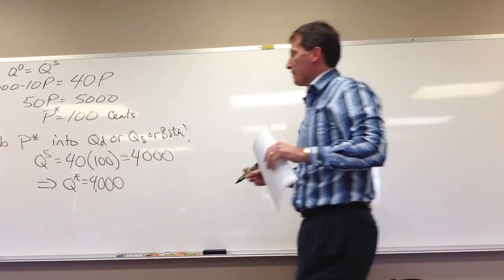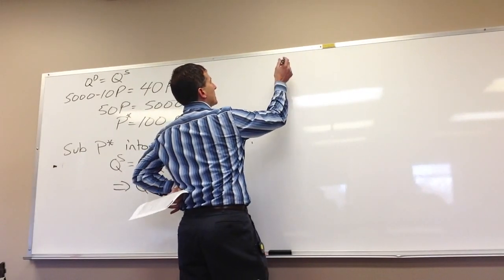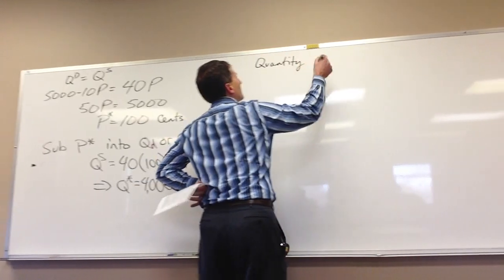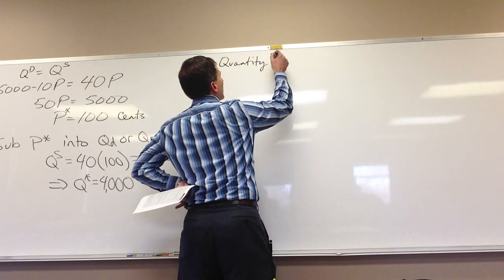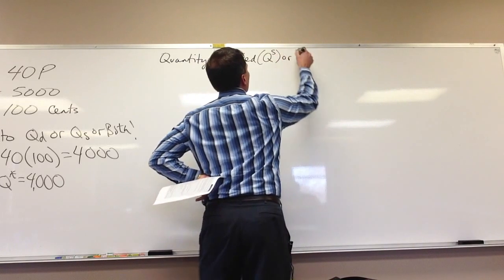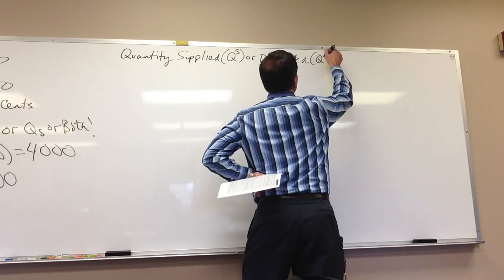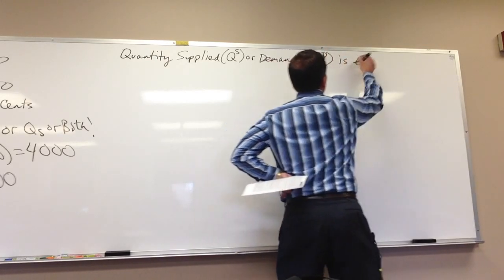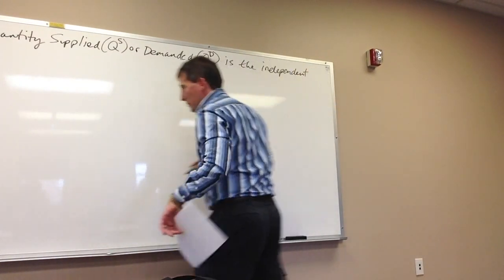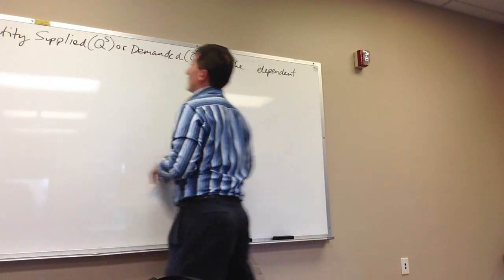Okay, so the story that we told in principles class is that quantity, quantity supplied, QS, or demanded, QD, is the dependent variable.